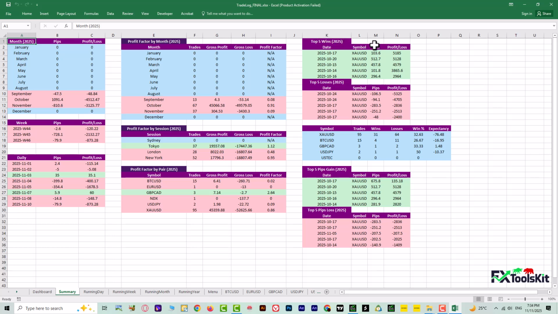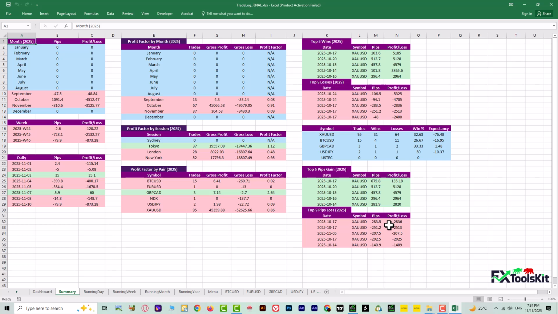In the top 5 win table, it will show your top 5 trades where you profited the most. In the top 5 loss table, it will show your top 5 trades where you lost the most. This table shows the top 5 symbols' total trade wins and losses. In the top 5 pips gain table, it will show your top 5 trades where you gained the most pips. In the top 5 pips loss table, it will show your top 5 trades where you lost the most pips.